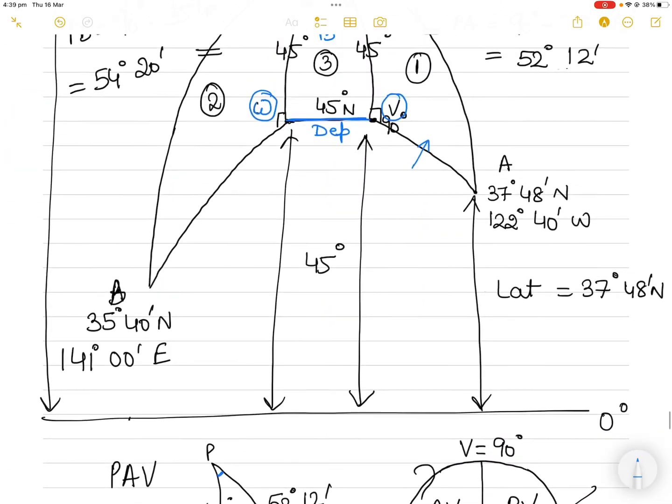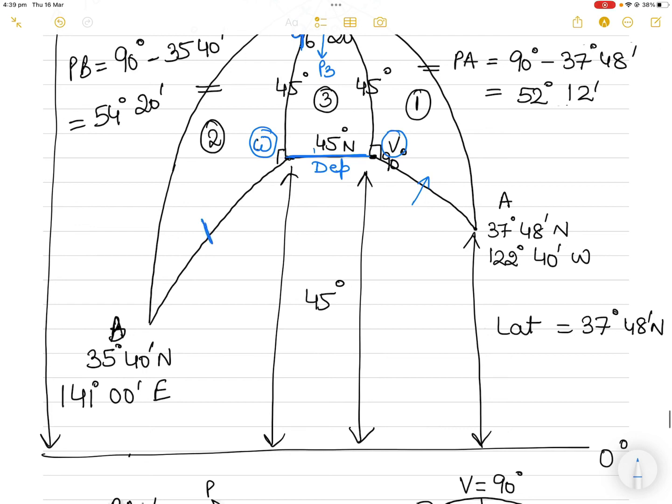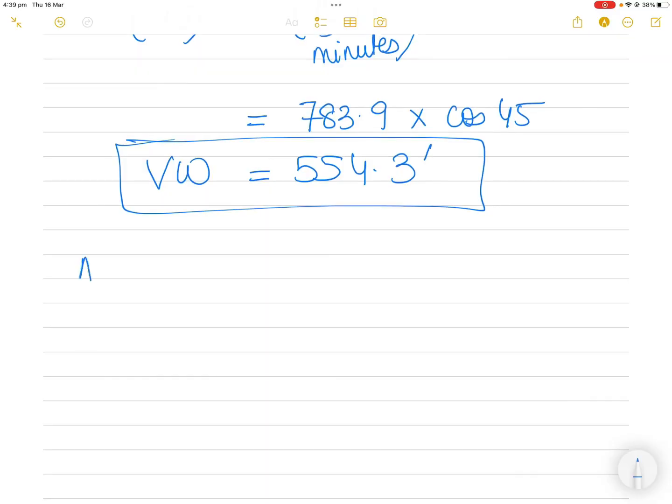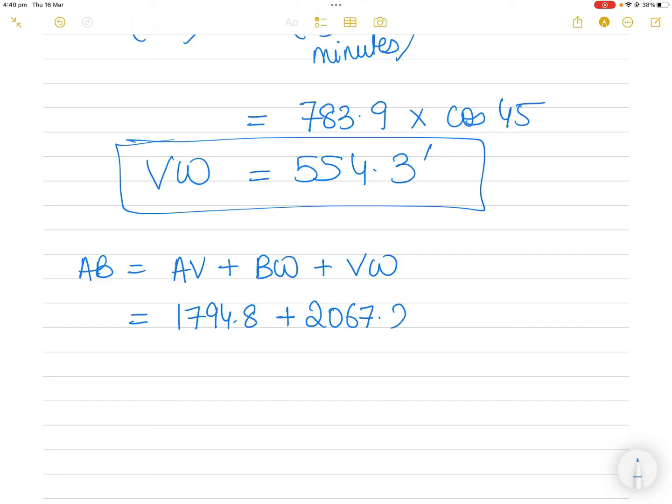Now because I have found out all three distances, so I have found out AV, I have found out BW, and I have found out VW. If I add the three together, I can find out my total distance from A to B. So in composite great circle sailing, we only find out total distance. So in this case, AB will be equal to AV plus BW plus VW. So in this case, I will add 1794.8 plus 2067.2 plus 554.3, which is total 4416.3 nautical miles. That is my great circle distance, or composite great circle distance.